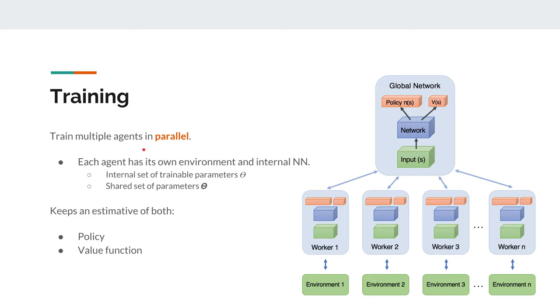Here is the A3C framework for learning. As you can see, we have parallel workers. Each worker represents an agent, and each agent has its own environment and its own neural network. And most of the learning procedure occurs here, within the agents. But from time to time, the agents perform the synchronization operation with the global network.